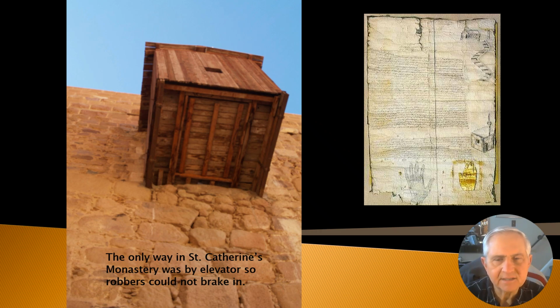Then over here on the right is a document supposedly written by Muhammad, telling the Muslims that this is a peace treaty, that you don't bother the Christians here, with his handprint right on it, that this is definitely from Muhammad. Of course, scholars think this is just a forgery, that the monks made it up so the Muslims wouldn't bother them and try to rob them.